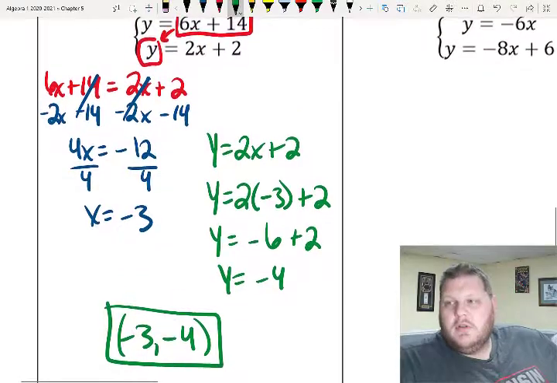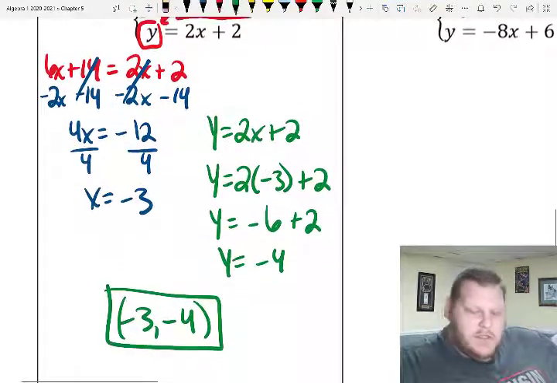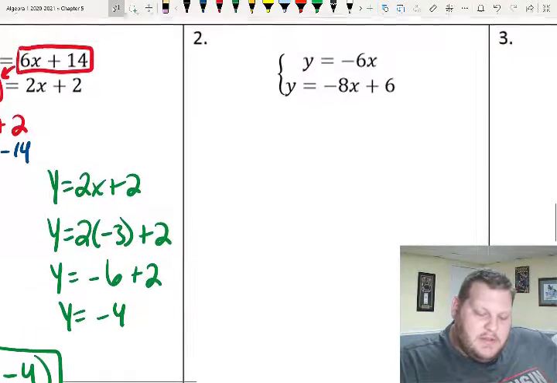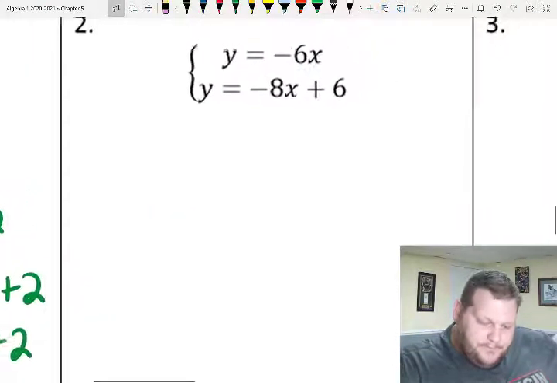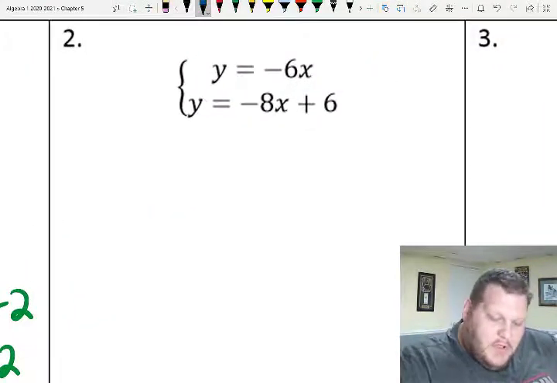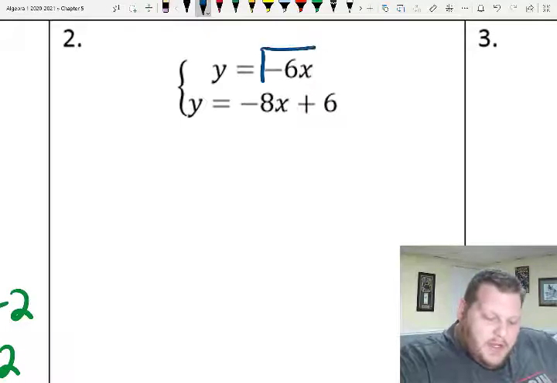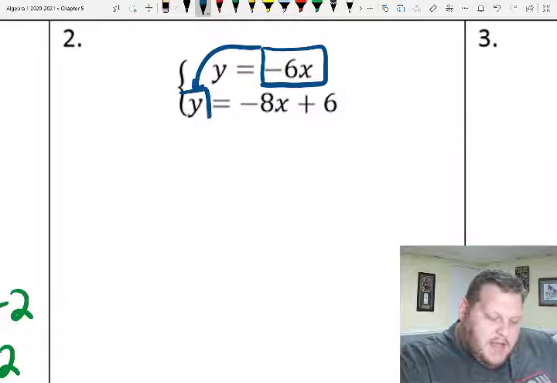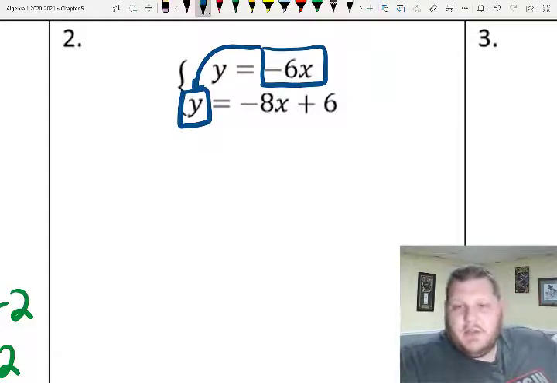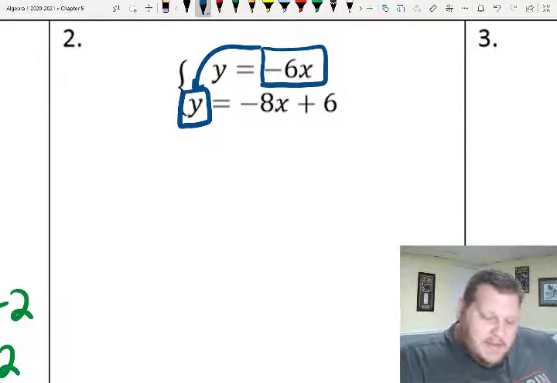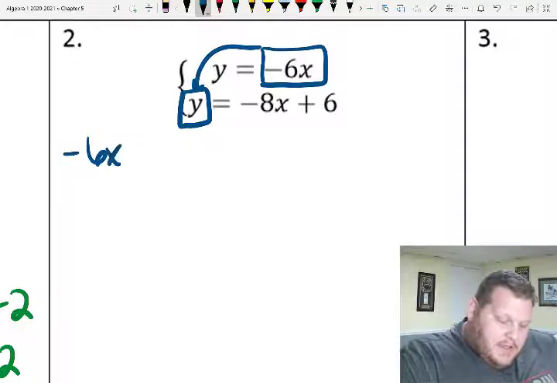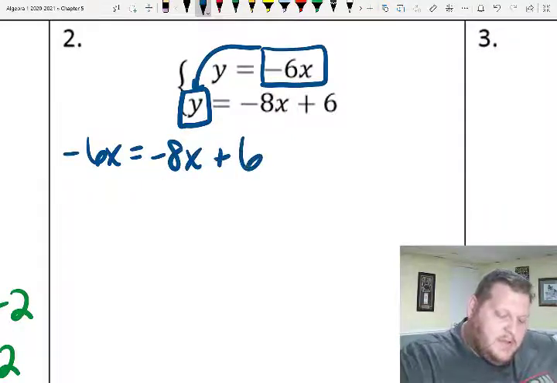We'll do some more. Again, this is all about repetition, getting used to it, seeing some complex ones, getting used to them. Okay, so again, my substitution step, I know in my top equation, y is equal to negative 6x. So in my bottom equation, I'm just going to replace that y value with negative 6x. So negative 6x equals negative 8x plus 6.